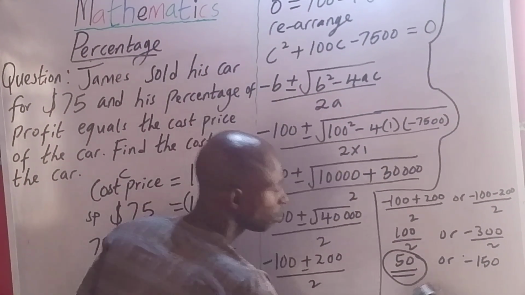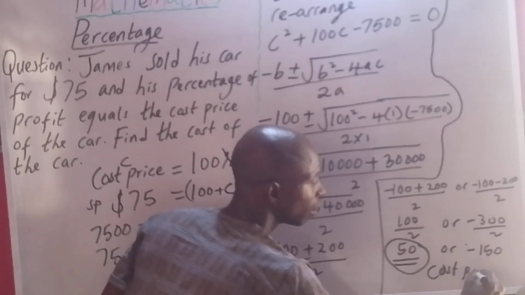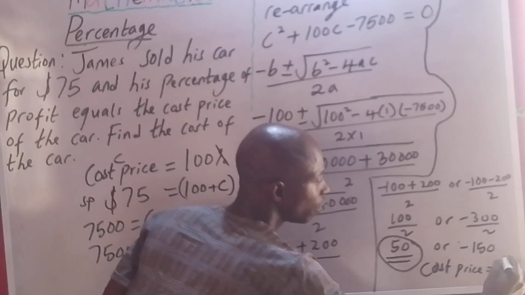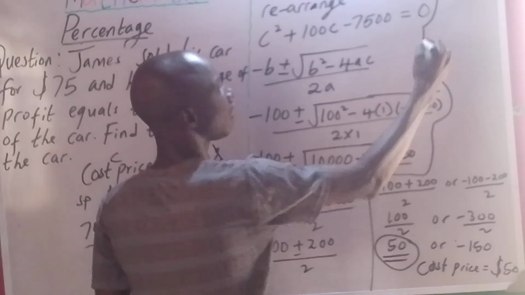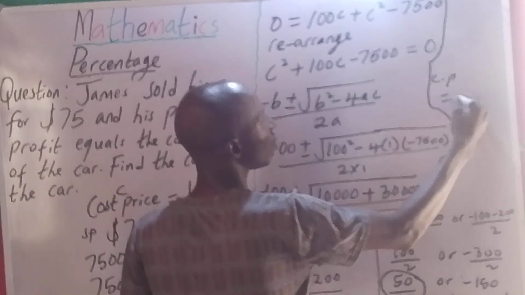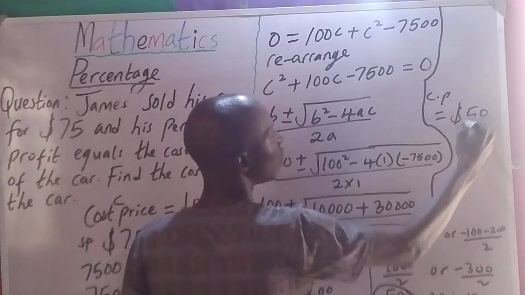We can now say cost price equals $50. That is our cost price, equal to $50.